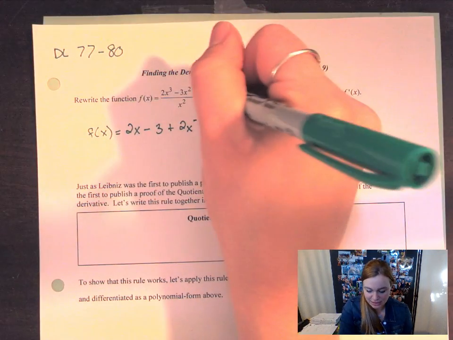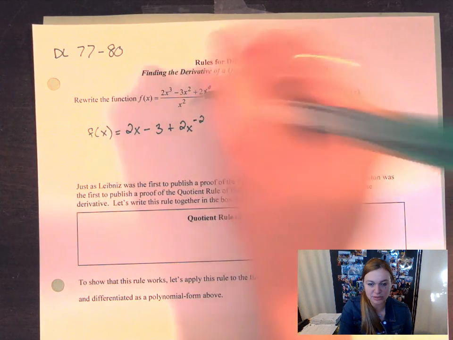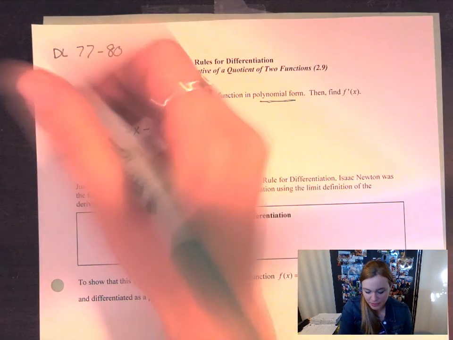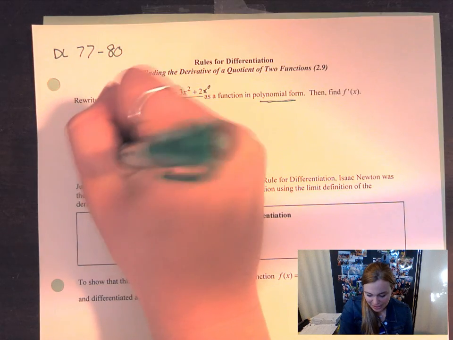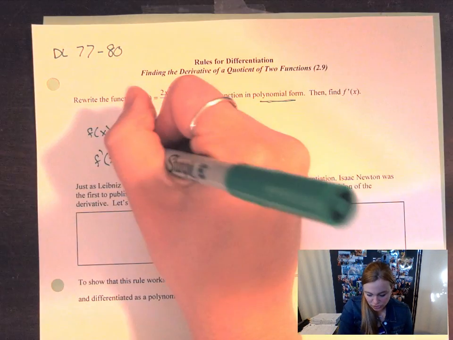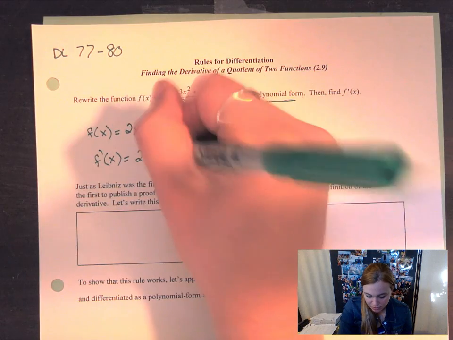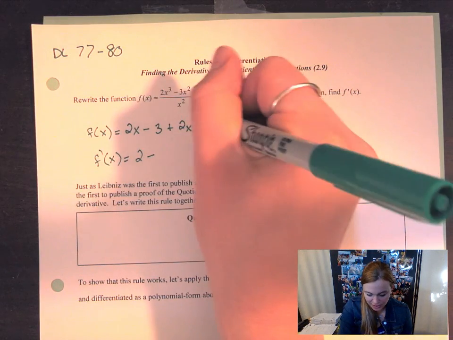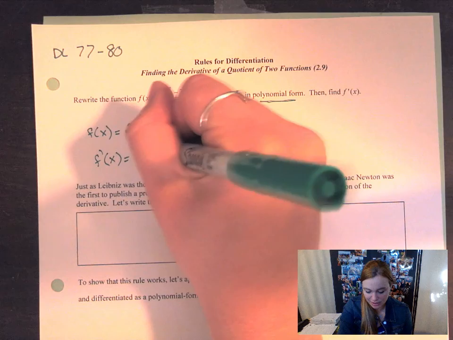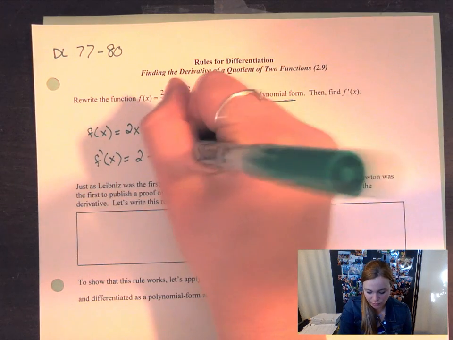This is the same thing as saying x to the 0 power, so I would still subtract the exponents and I would get this. If I take the derivative, I get f prime of x is equal to 2 minus, this would be 0, so I don't have to do that. Negative 2 times 2 would be negative 4x, subtract 1 from the exponent.